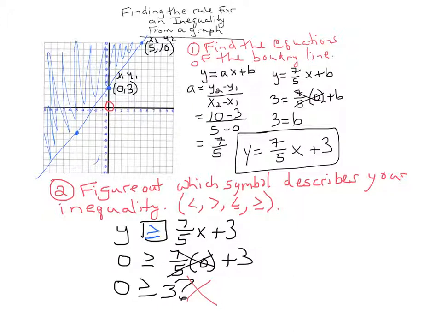0 in our graph is not part of my inequality. Right? This point right here is not in the shaded area. 0 doesn't work. That's exactly what we were going for. So we just did a quick check. We know we got our symbol right. That's all there is to this. There's nothing more tricky about it. You find your equation of the line, decide whether it's shaded on top or bottom, and you go from there. Any questions?